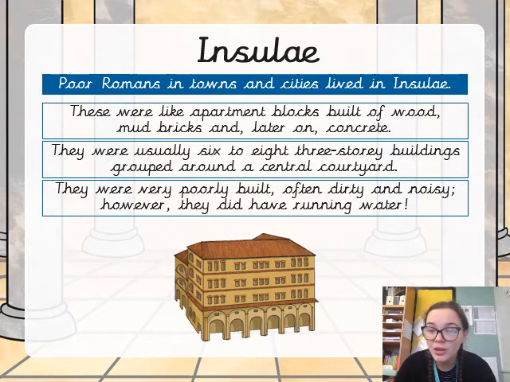They were very, very poorly built, which means they were badly built. They were often dirty and noisy, so they weren't particularly safe, they weren't particularly nice. But they did have running water, which is something that in the countryside they did not have, okay? So again, pause the video, any interesting facts, I want you to write them down.